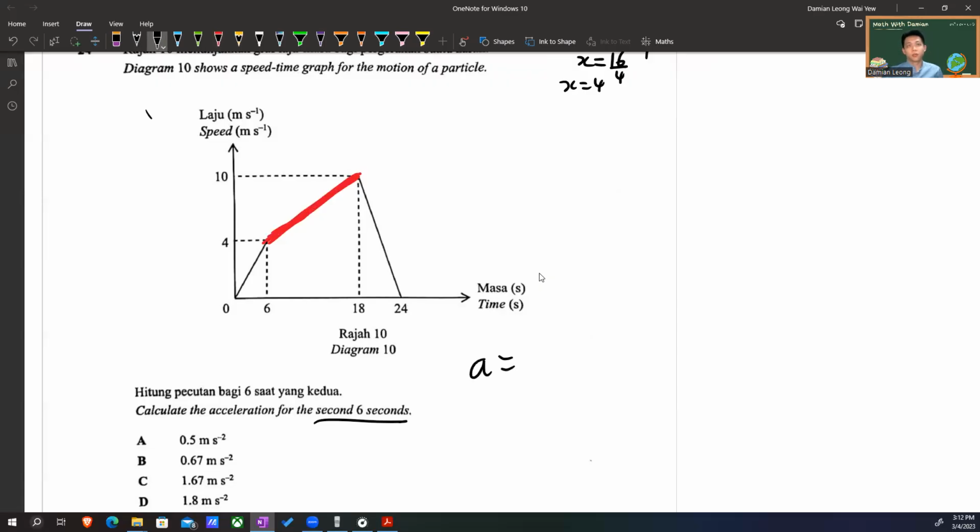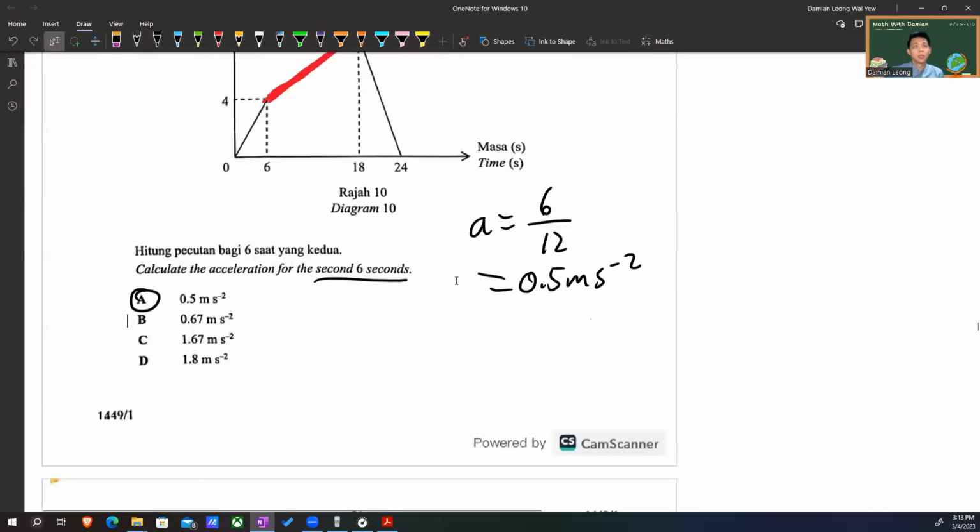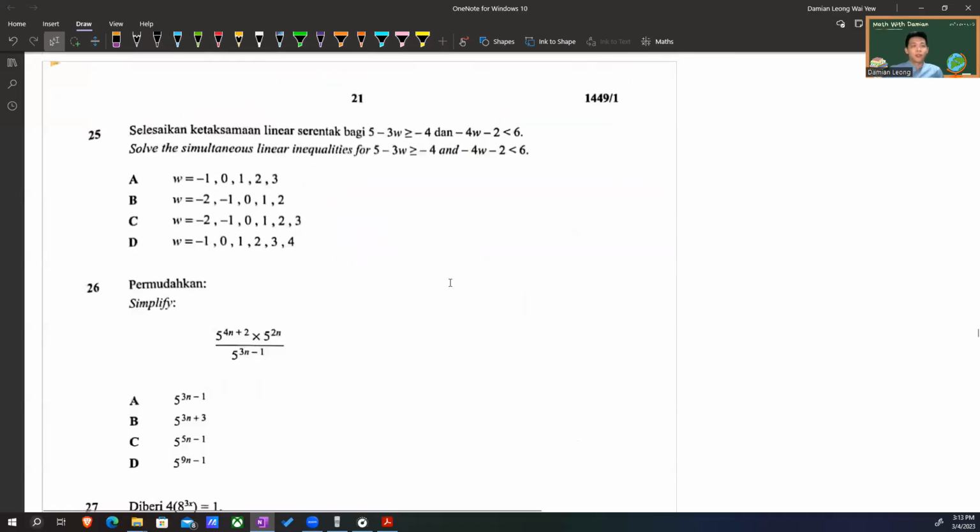So change in speed from 4 to 10 is 6. From 6 to 18, change in time is 12. So that would be 0.5 meter per second square. Answer A. If you actually counted for the first one, then it's 4 over 6, 2 over 3, then you will get 0.67, which will be a wrong answer. So make sure you count the correct part. Read the question properly.